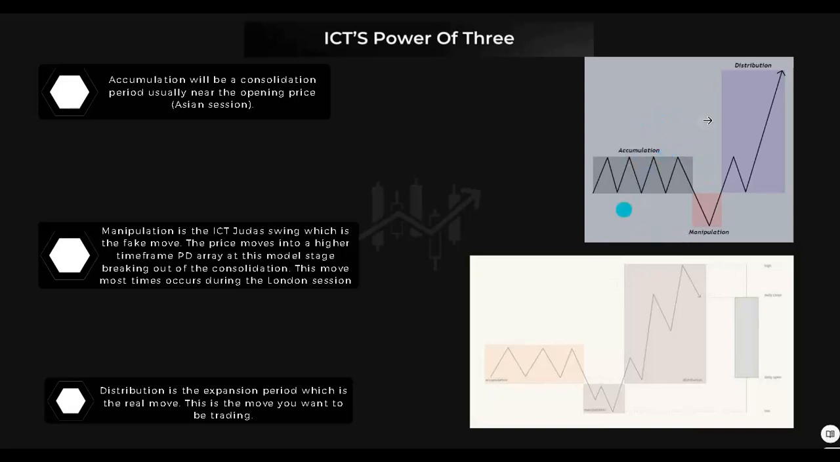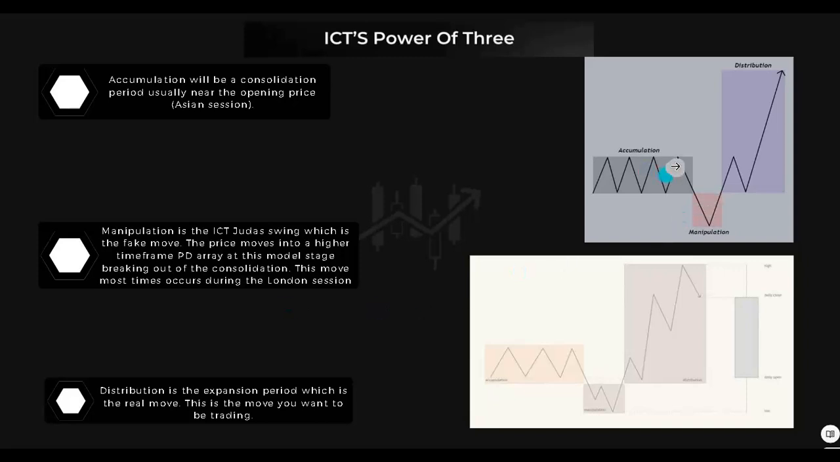Let's say in a bullish order flow. Manipulation in a bullish order flow would be used to trigger sell orders. So people who have orders below the accumulation right here, below the Asian session, below this level that is referred to as support level, the people who have their sell orders below here are going to be triggered by this manipulation. The price moves into a higher time frame PDRA at this model stage, breaking out of the consolidation.